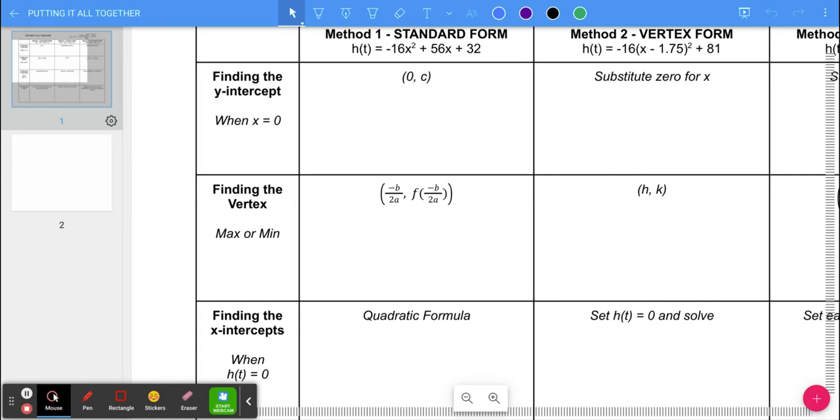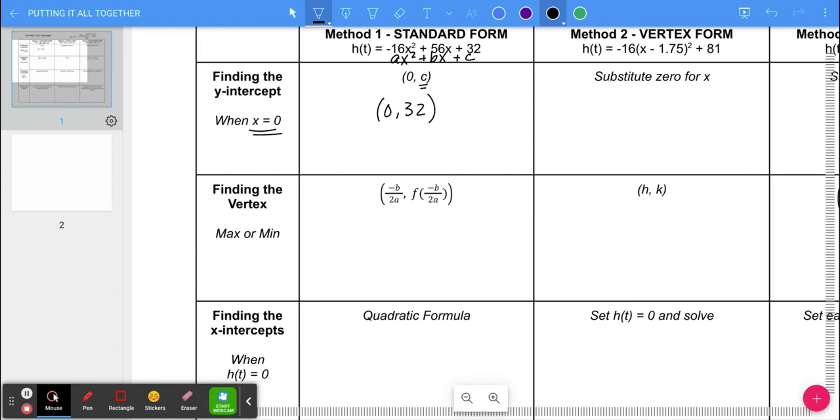So standard form, that's ax squared plus bx plus c. Make sure that everything is on one side of the equal sign and in the proper descending order. Your y-intercept is always when x is equal to 0. So if we put 0 in for the two x's in the equation, it just leaves us with that c value. So your y-intercept is just 32.